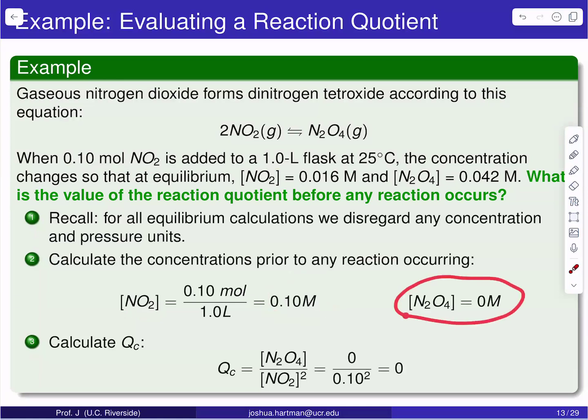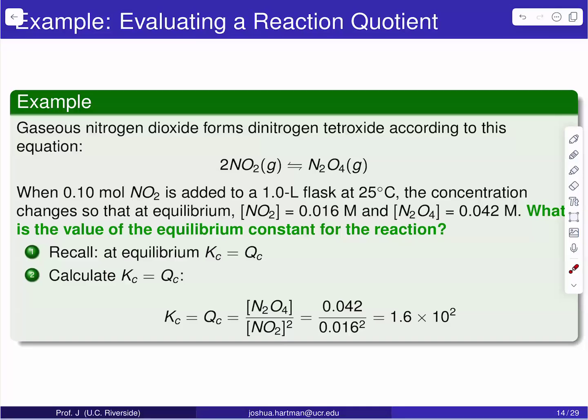We don't have any product yet. And so the QC value is going to be concentration of product over reactant. There's no product here. And so we have a reaction quotient of 0, just as we saw before in scenario 1. Okay, now let's look at the same problem, but now let's consider something else.